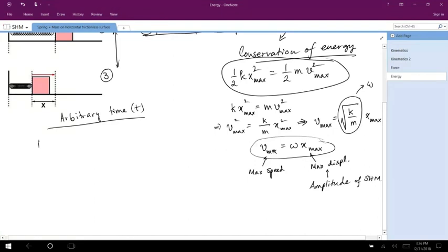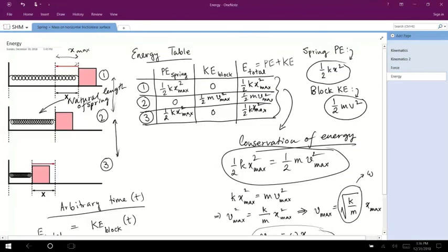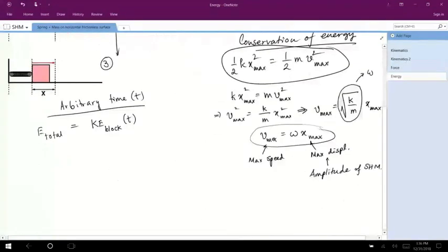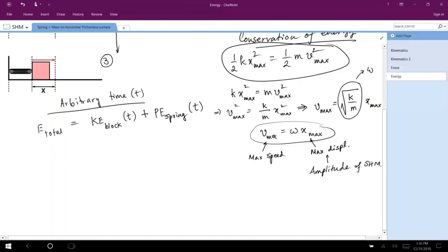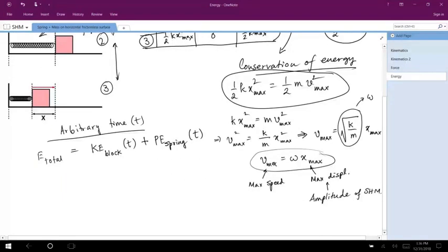So at this arbitrary time, the total energy of the block can be written as the kinetic energy of the block, which is a function of time, because the block is either speeding up or slowing down, so its kinetic energy is changing with its speed, plus the potential energy of the spring, which is also a function of time, since the expansion or contraction in the spring is changing with time. Okay, but note that we expect the sum total of these two, the total energy, to be something that does not change with time.